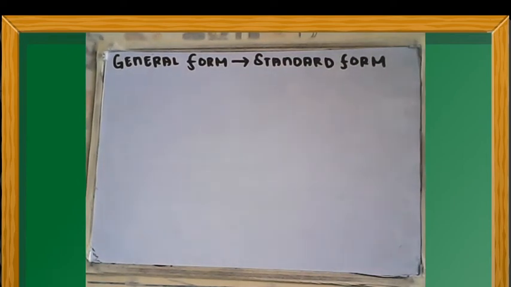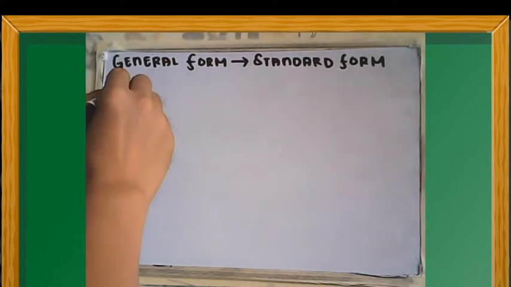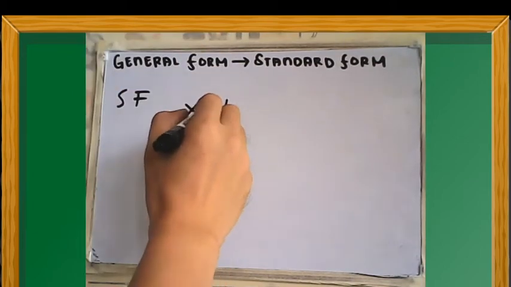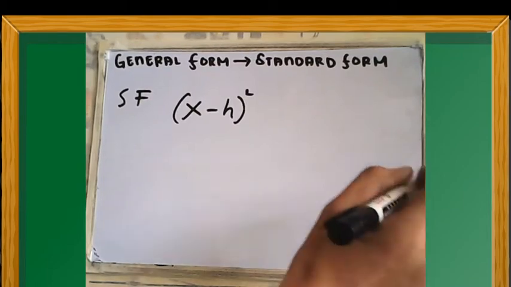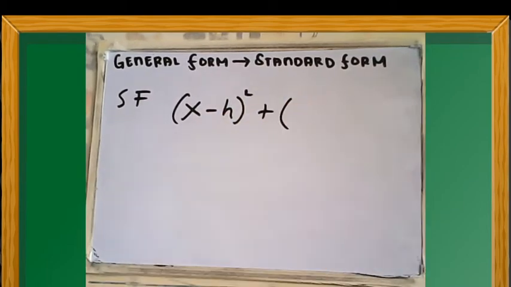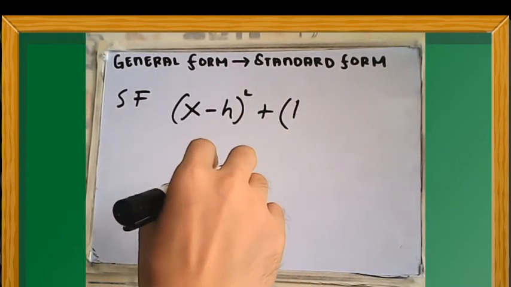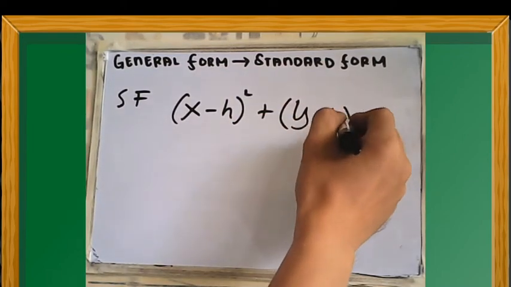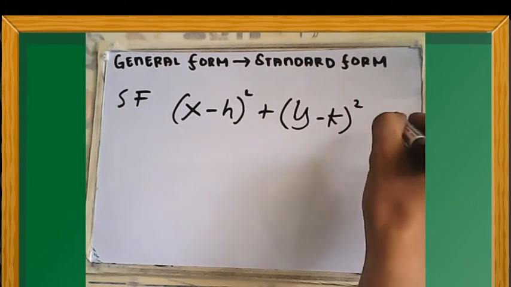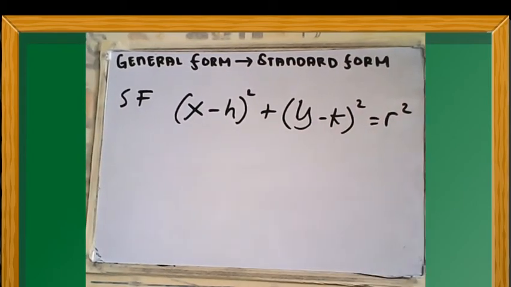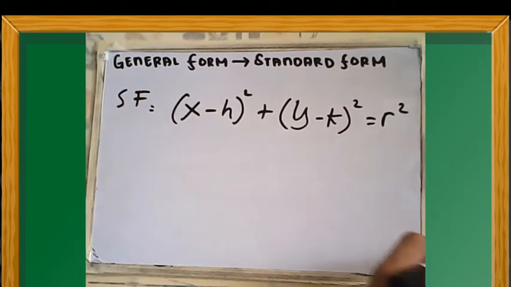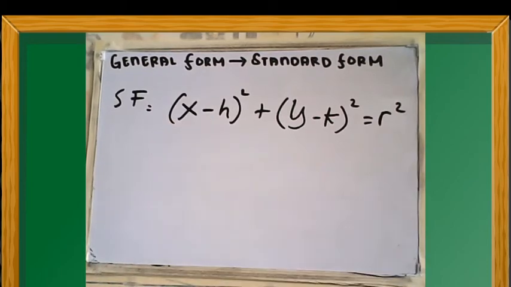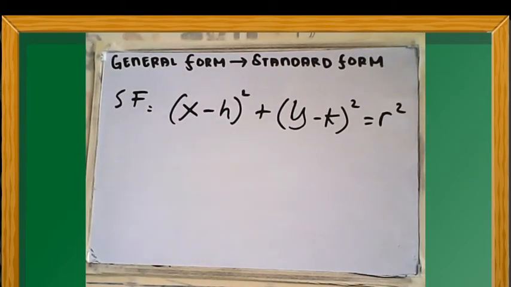So last meeting we discussed, or we know that the standard form of a circle is (x minus h) squared plus (y minus k) squared equals r squared. So this is the standard form of a circle.